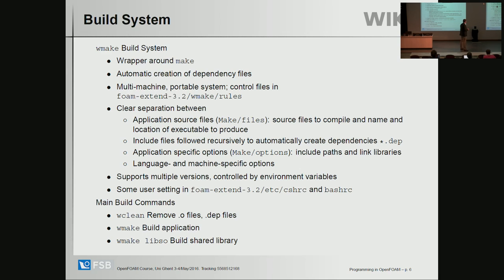The WMake system, there are several things that you need to know. The commands are WClean, meaning clean everything that remains from a previous build, WMake for build application, and WMake libso for building an SO or a shared object library. Okay? If you keep developing the same thing over and over again, there is no need for you to type WClean all the time, because the system will figure out what you're doing and it will recompile only the files that it needs to. Okay?